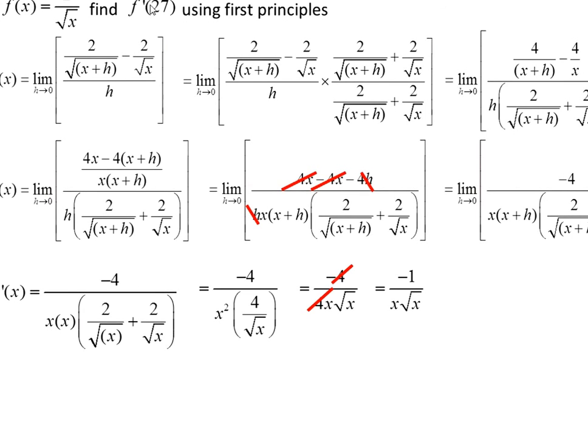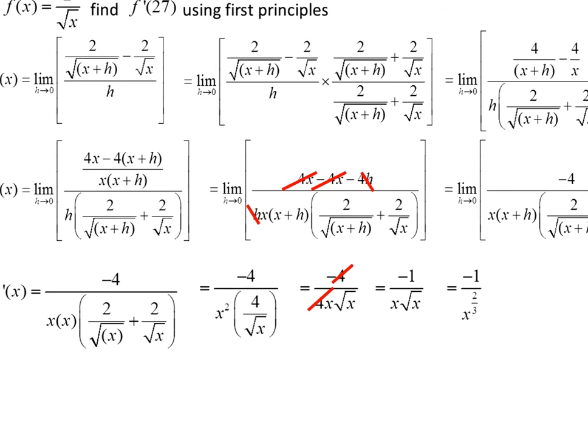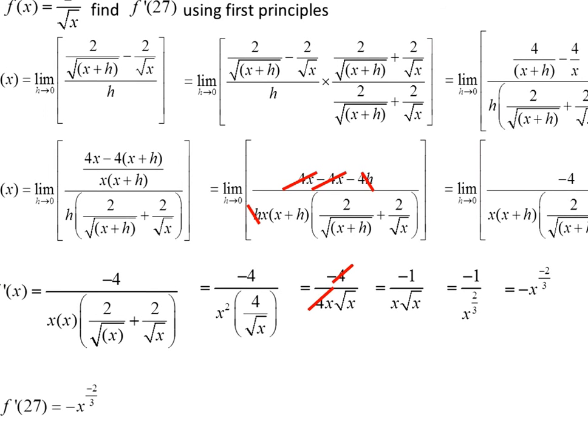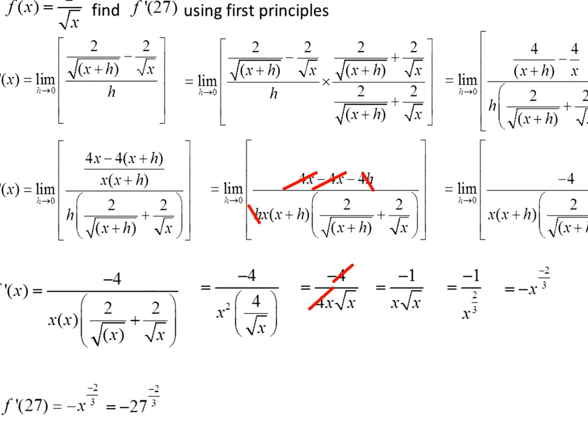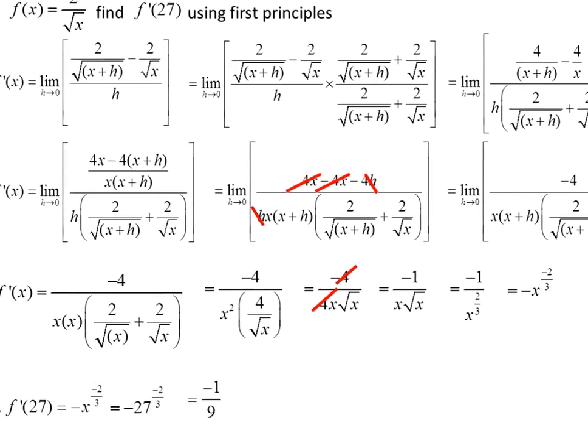Again, we're going back to the original question, which asks for the slope at a particular point, that point being x equals 27. There's more versions of the slope function. And once we substitute in x equals 27, x to the minus 3/2 equals 27 to the power of minus 3/2, which is minus 1 divided by 9.